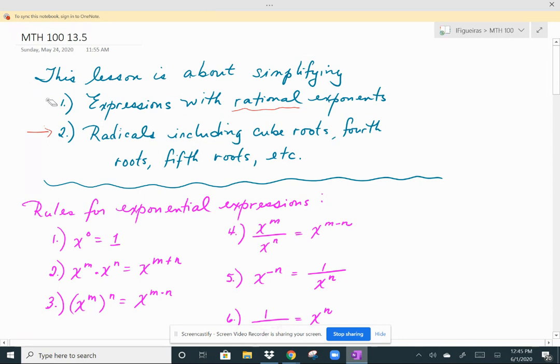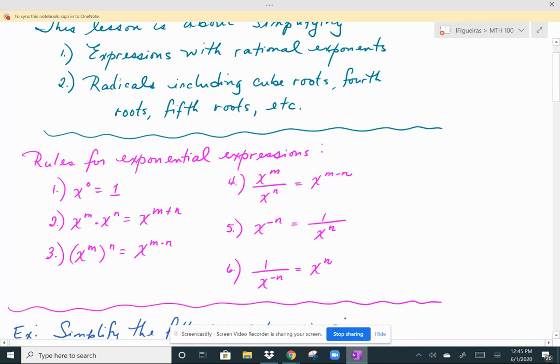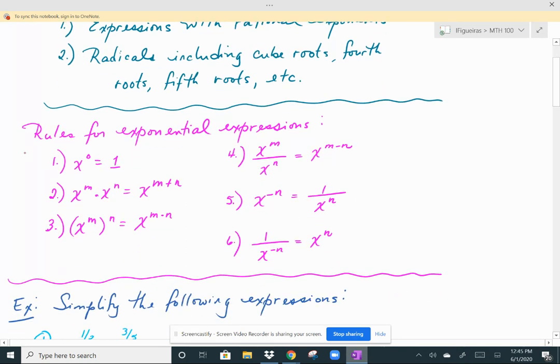Okay, so let's start with simplifying expressions with rational exponents. And in order to simplify these expressions, we need to recall some rules we learned in Module 10. So the first rule says that any expression raised to the zero power is 1. The second one says that if you have two exponential expressions with the same base, and you're multiplying, you actually add the exponents. Third one says that if you have an exponential expression raised to another power, you multiply the exponents.